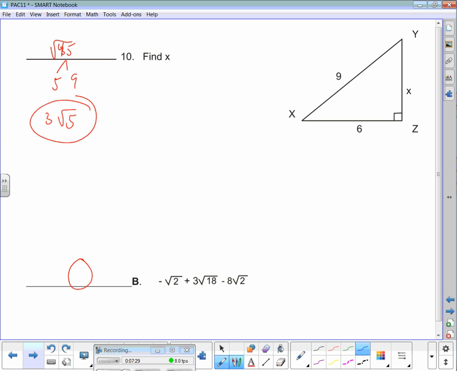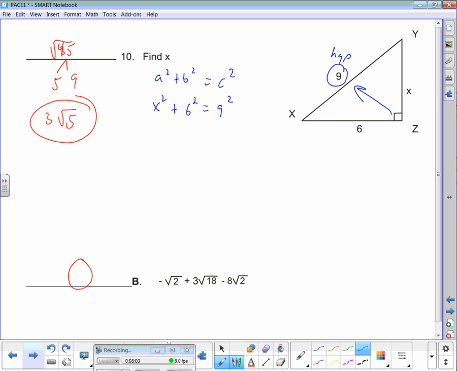All right, so again, you look at 10 and you say to yourself, self, Pythagorean theorem. And you say to yourself, a squared plus b squared equals c squared. C has to be the 9, because the 9 is opposite the right angle. A could be any of the numbers. I'm going to put the A as the X, I'll put the 6 as the B, and I'll put the 9 as the C.